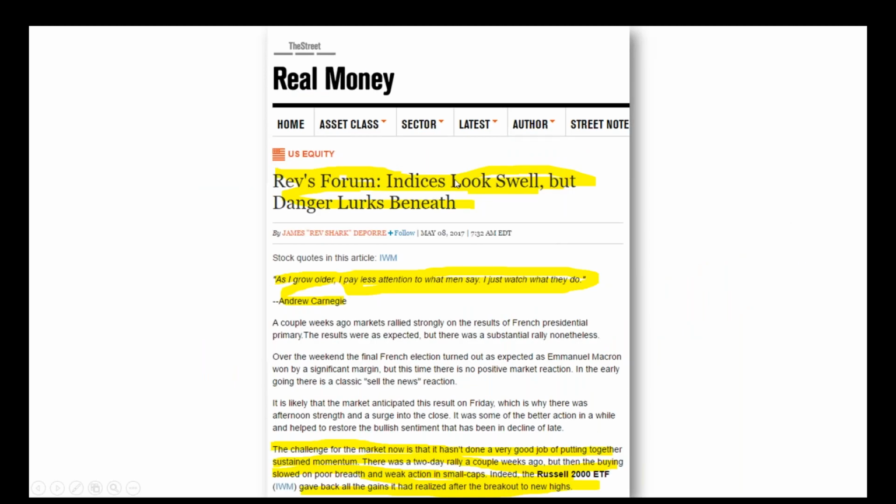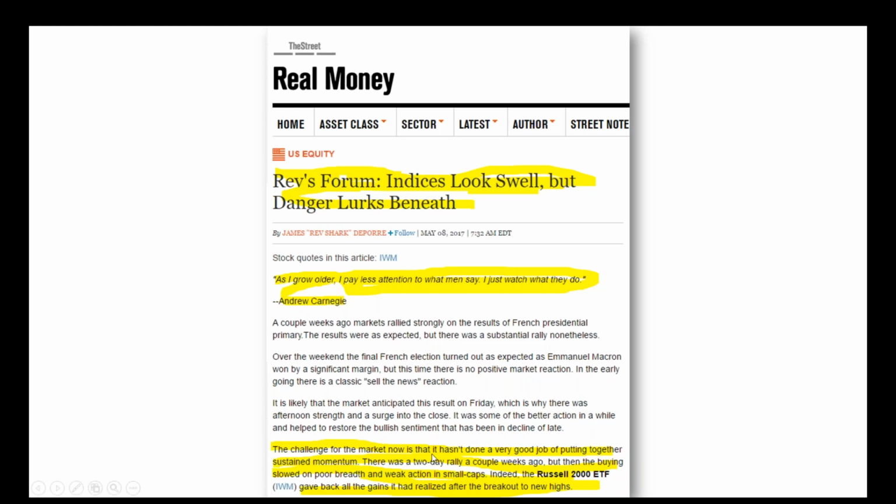Also, indices look swell, but danger lurks underneath. So those of you that understand how the markets work, right before a bear market, we see a great market surge. You look at the Dow, you look at the S&P 500, and they're doing really well. But where's an indicator that maybe it's not as good as it's supposed to be? Does anybody know? Volume, Jeff, you got it. And specifically volume, but more importantly, what's happening with most of the other stocks underneath.